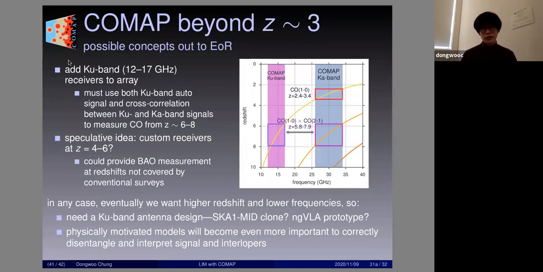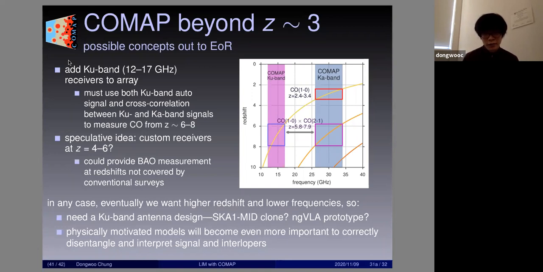Very briefly touching on what the project looks like once we have a detection at redshift 3, we will need to build receivers to go after different frequency ranges. There will be some analyses possible with just the 30 gigahertz data, but it's not going to be as good as actually going after CO 1-0 at redshift 6 to 8 and cross-correlating that 15 gigahertz data with the existing 30 gigahertz data to try and pull out the CO measurement at those redshifts.